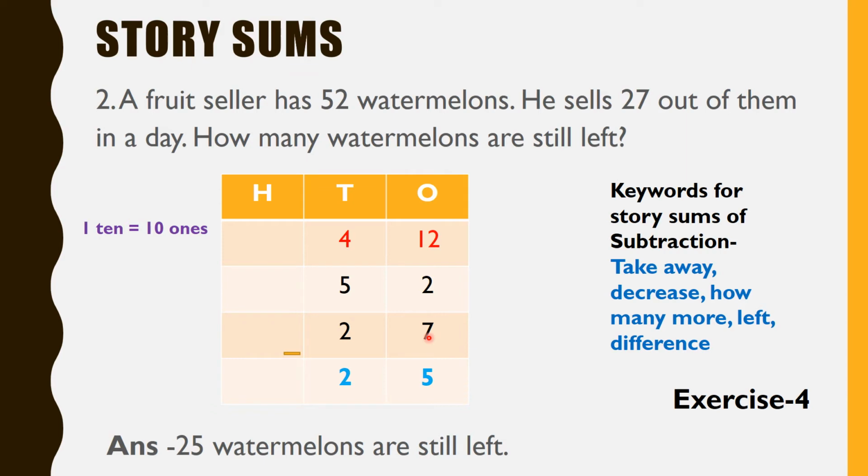So after subtracting 7 from 12, the answer will be 5. Okay, now since we borrowed 1 ten from here, that is the tens place, 5 will become 4 tens. Now from 4 tens, we can easily take away 2, right? So here the answer will be 2 tens. So the final answer of this question is 25. Okay, now we have to write the answer in this format, that is, 25 watermelons are still left.